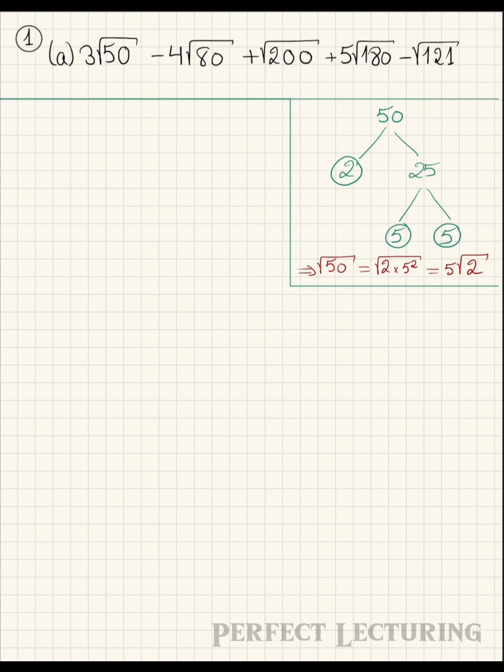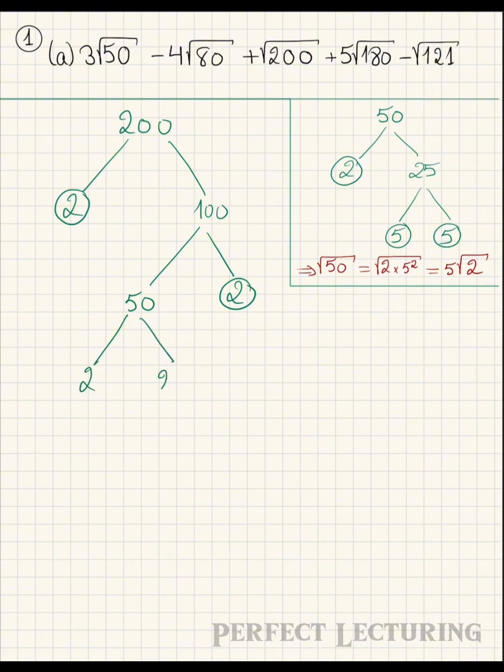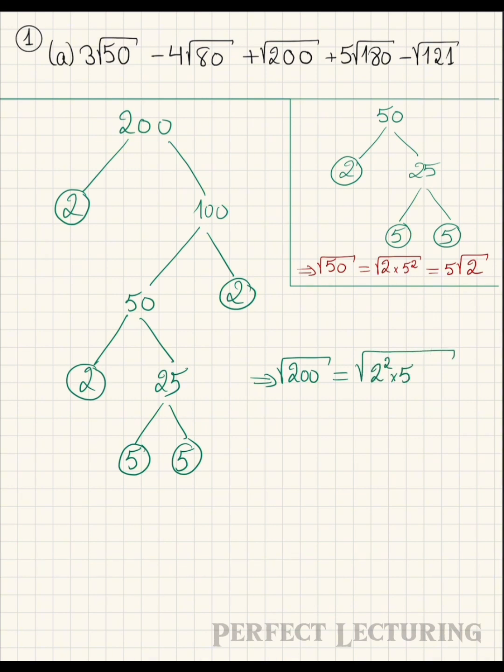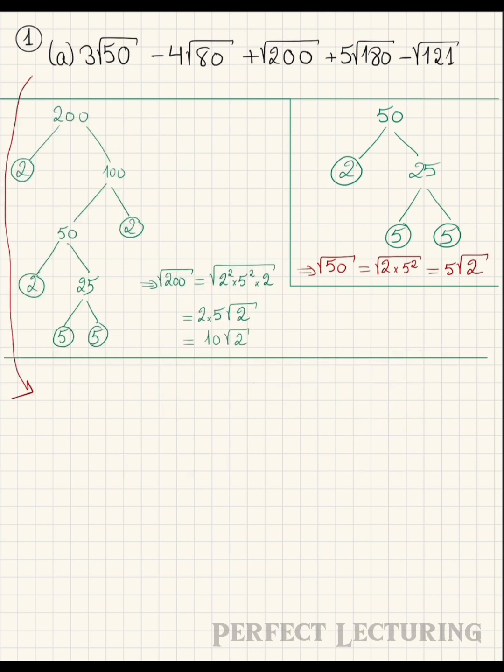Now let us do the same thing for 200. So 200 is 2 times 100. We circle the 2. 100 is 2 times 50. We circle the 2 again. And 50 is 2 times 25. Finally, 25 is 5 to the power of 2. So we end up with the square root of 200 is equal to the square root of 2 squared times 5 squared times 2. So we can take out both 2 and 5, and the final answer is 10 square root of 2. We now come back to our expression.